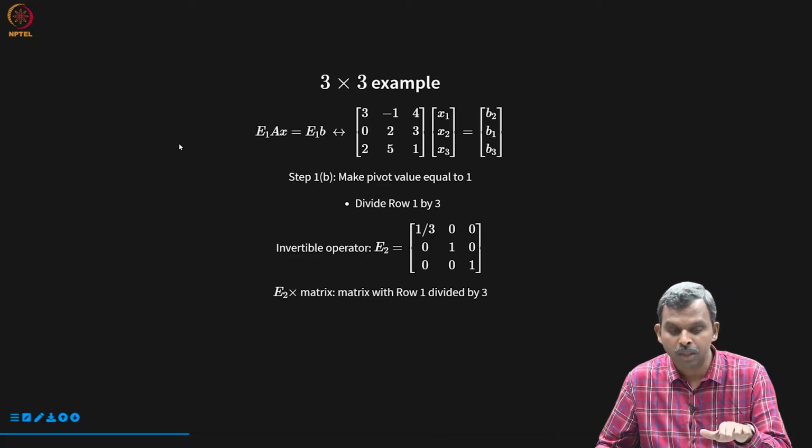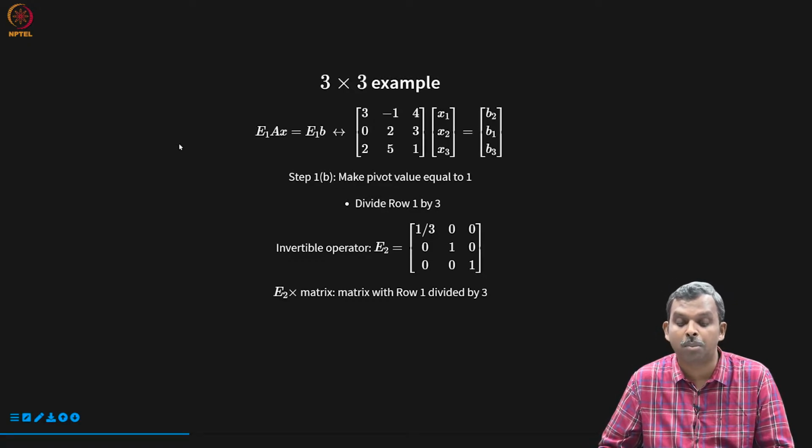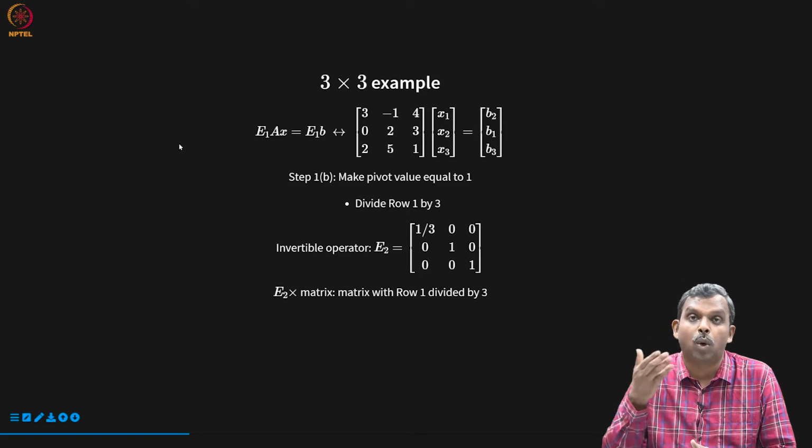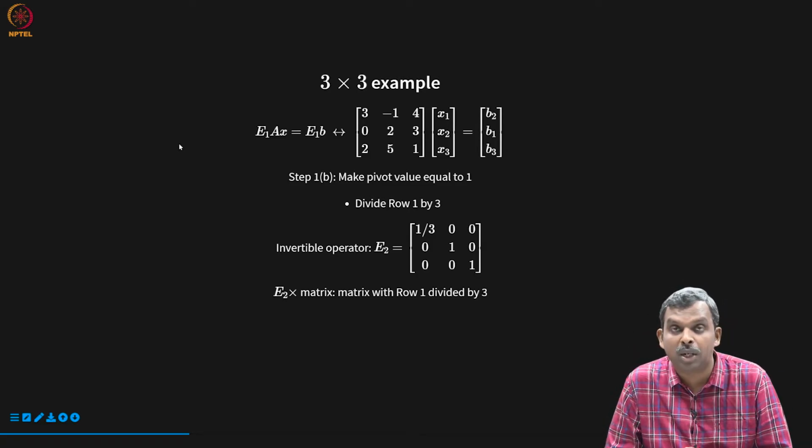Okay. So right now I am in this form. The next step is to make the pivot value equal to 1. Okay, so the pivot value at 1 comma 1 is 3 right now.